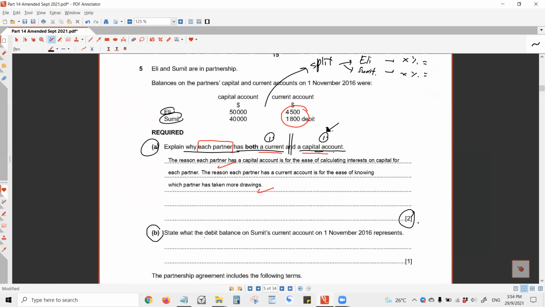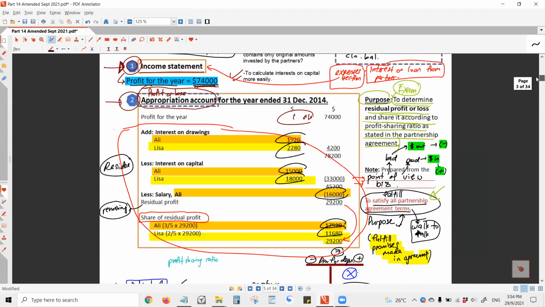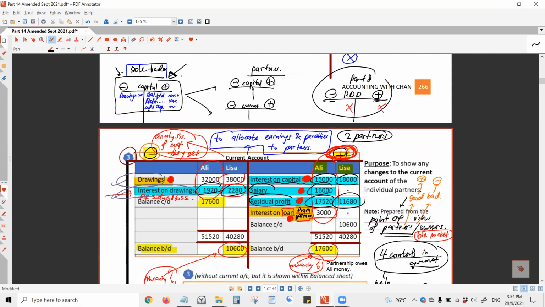State what the debit balance on Sumit's current account on 1st November 2016 represents. Honestly speaking, when I teach my students, after I have taught them the appropriation account, I will do some appropriation account questions with them first. Then only I will teach them current account, then show them some questions. Not the way I taught you today, because it's what we call in Mandarin 速成班.